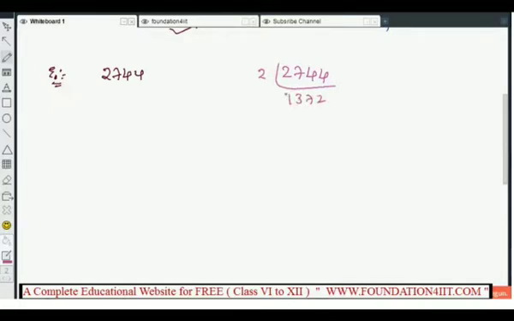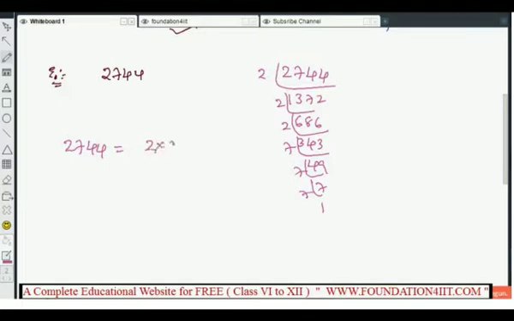That gives 1372. 2 table: 2 6s are 12, carry 1, 2 8s are 16, giving 686. Again 2 table gives 343. Again, like the previous example, 7 49s are 343, 7 7s are 49, and 7 1s are 7. So finally I can write 2744 is equal to 2 into 2 into 2 into 7 into 7 into 7.